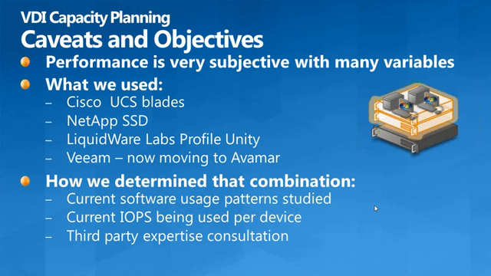We determined that combination, again, based upon IOPS that were being used per device out in the labs and classrooms. And again, that third-party expertise was really important. We really took a look at each of the applications that were being used, what the patterns were, how they were being used, where we were seeing the most usage, and where we were seeing the most traffic. So based upon that, this is the model that we built.